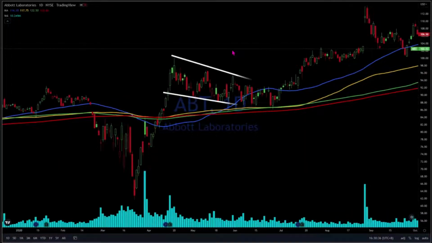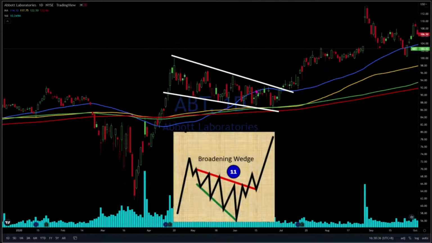Abbott Laboratories, a strong fundamental stock. We can see a falling pennant right here, sorry, a broadening wedge, and this is quite rare. We don't actually find this all the time. But if we do find it, and combine this with strong fundamental stocks, it's a very high probability.